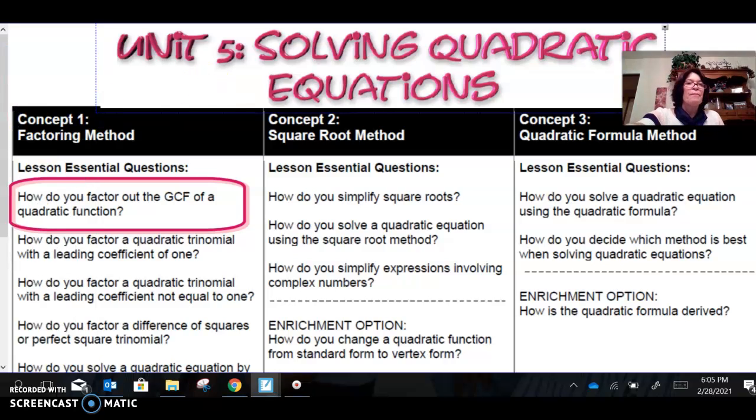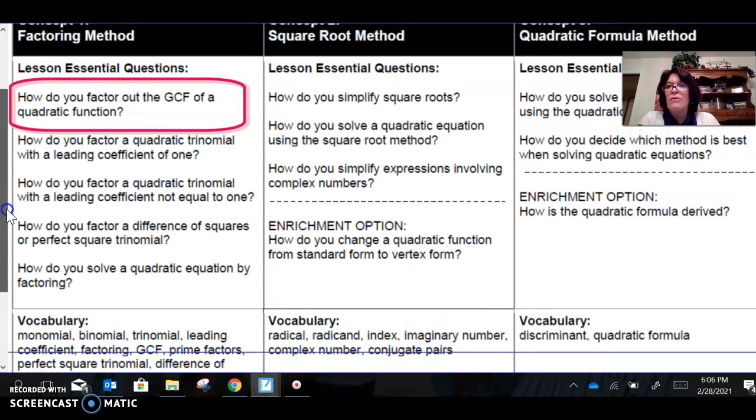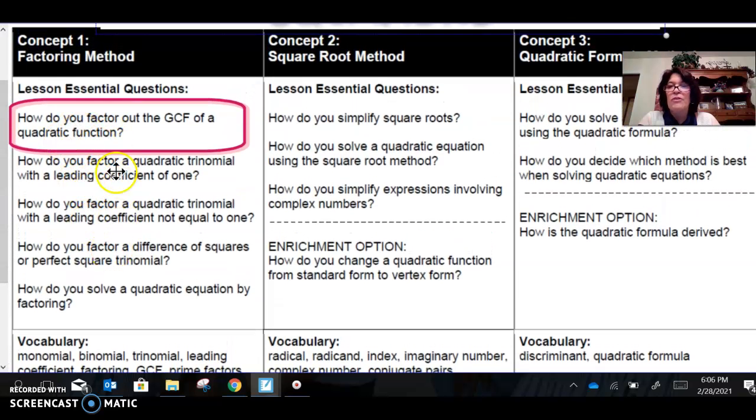Hey, Algebra 2. We are starting Unit 5, which is solving quadratic equations. What we did last chapter was, of course, graph quadratic equations, as you know, our vertex form and all our forms. So now what we're doing is solving them. And I will show you, there's lots of methods. As you can see here, we have all these essential questions.